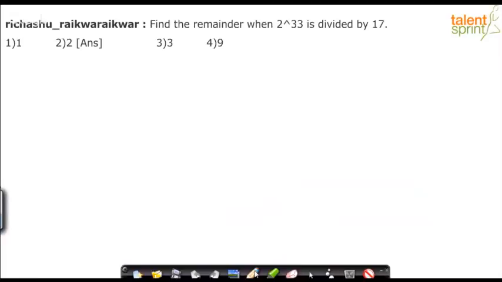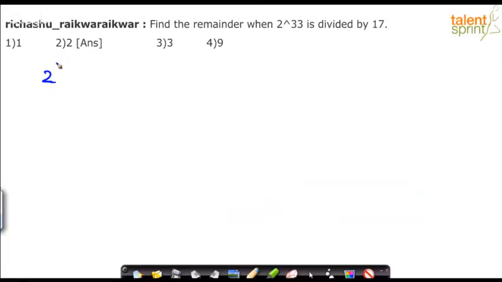Find the remainder when 2 power 33 is divided by 17. See, let's go by the cyclicity. I'm sure that will help us. This actually is an SSC type question. Let me give it a shot.